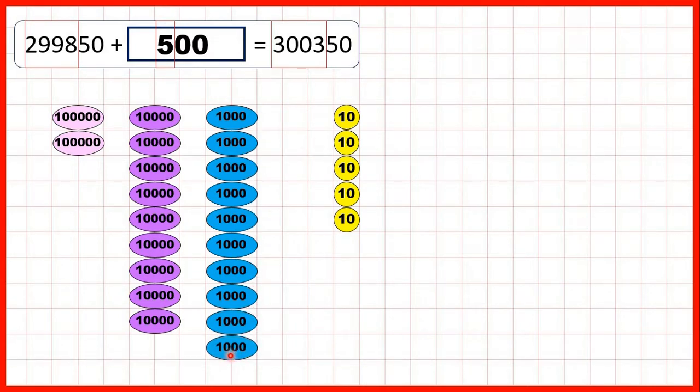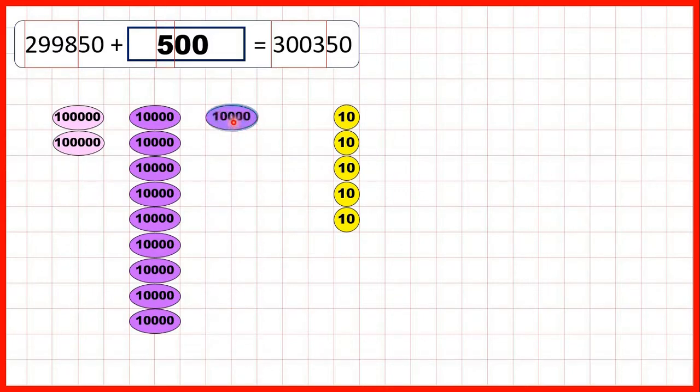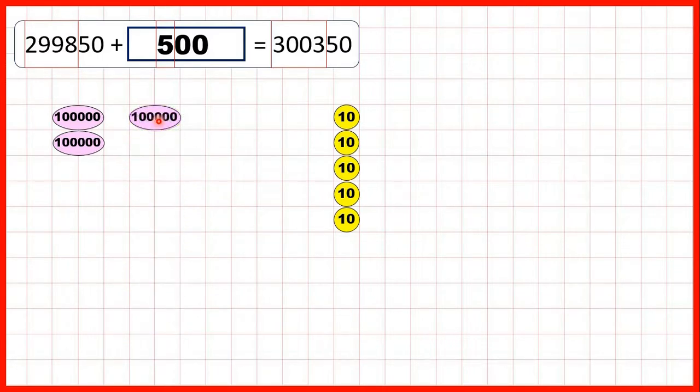Now we have 10 thousands, so we can exchange those for 1 10,000. And now we have 10 10,000s, so we can exchange those for another 100,000. So that was just adding 2 more hundreds, and we need to add 5, so let's add 3, 4, 5, and then you can see that we have 300,000s, no 10,000s or thousands, 300s, and we still have our 5 tens. So here, because we needed lots of exchanging, just adding 500 counters changed our number to 300,350.